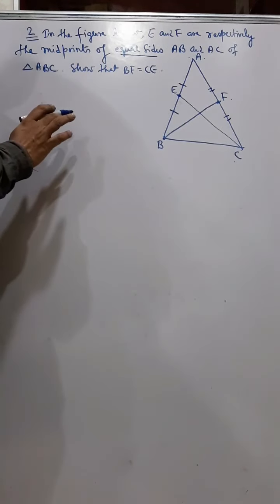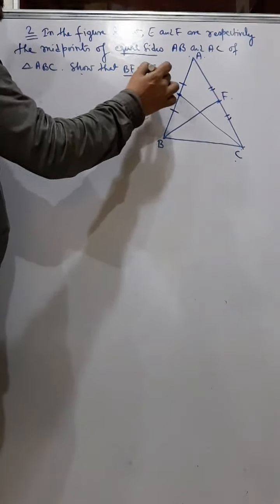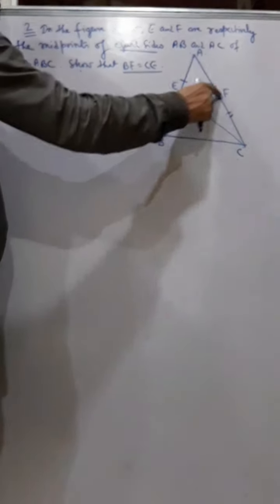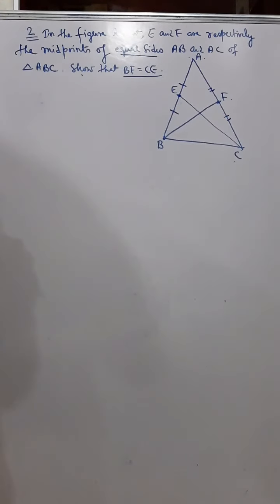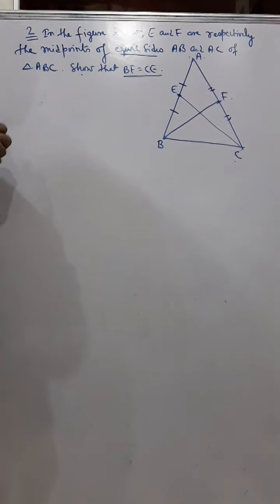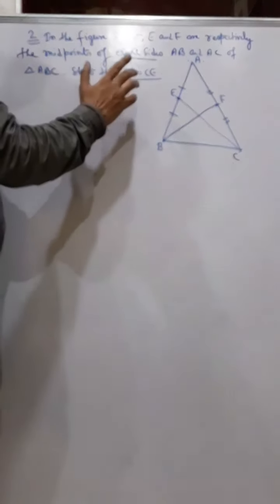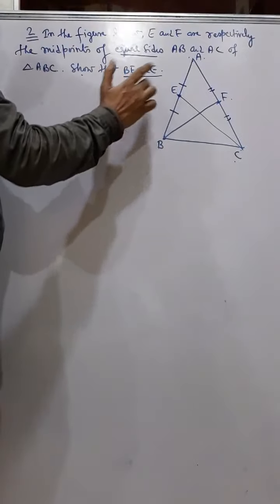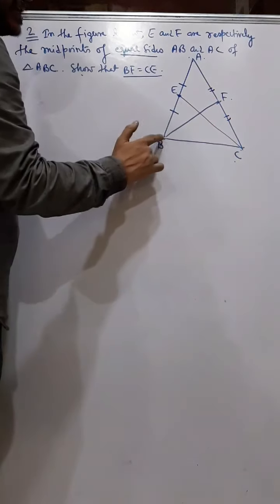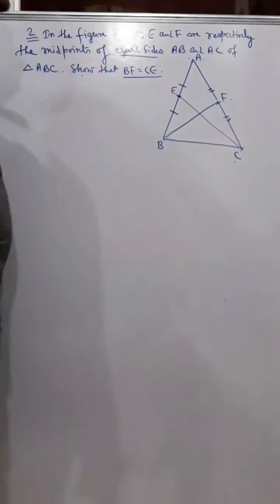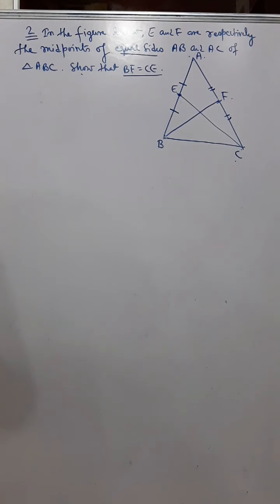Now for any congruent triangle sum, first of all you have to find out or understand what you have to prove. You can see here what you have to prove. We have to prove BF equals CE. From there you should understand which two triangles you need to prove congruent. For proving BF equals CE, we have to actually prove triangle BFC and triangle BEC are congruent.